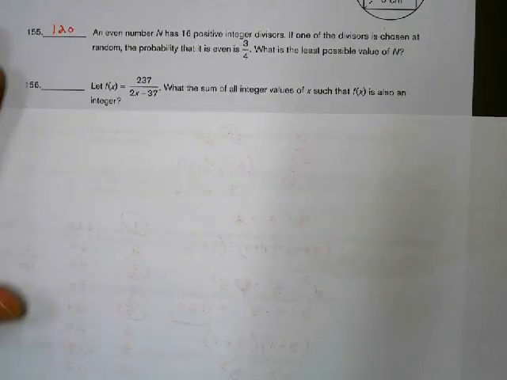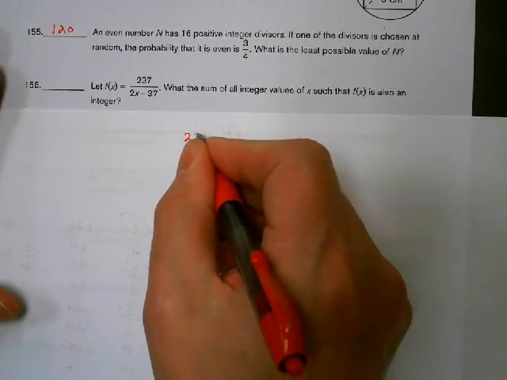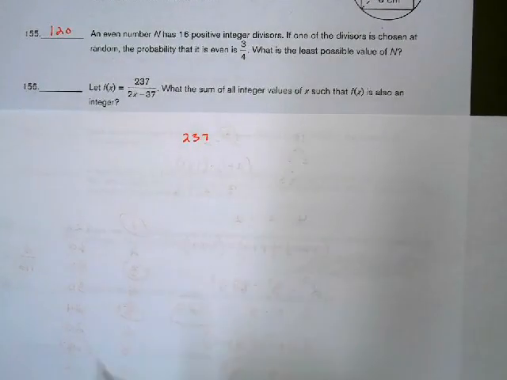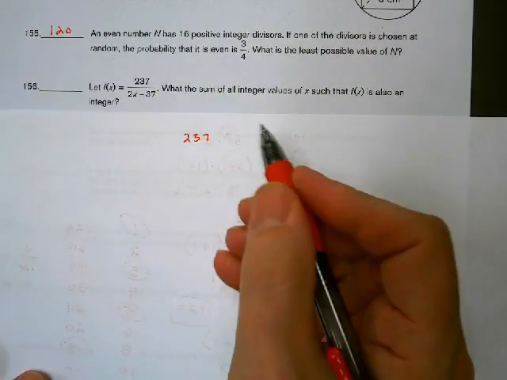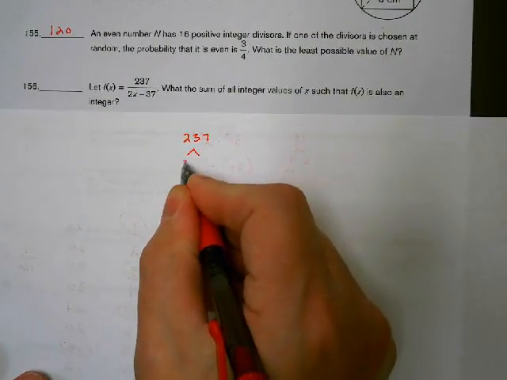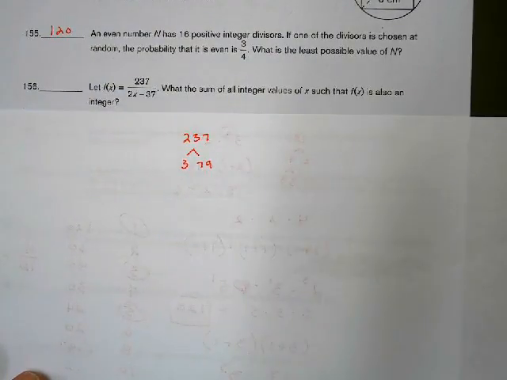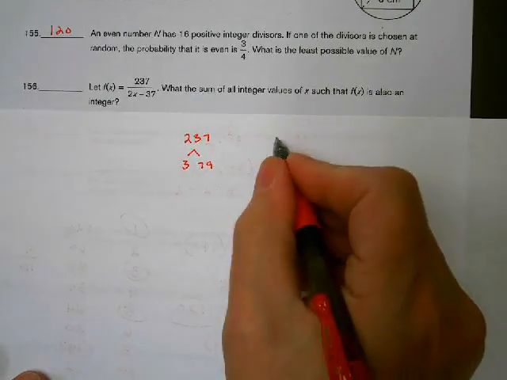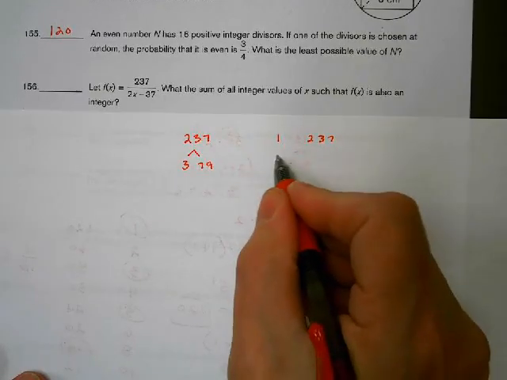All right, so first thing I want to do is break down 237. If I break down 237, 2 plus 3 plus 7 is 12. So 3 has to go in there. 3 goes in here 79 times. Those are the prime factors. So there are only 4 divisors: 1 and 237, and 3 and 79. There's my 4 divisors of 237.